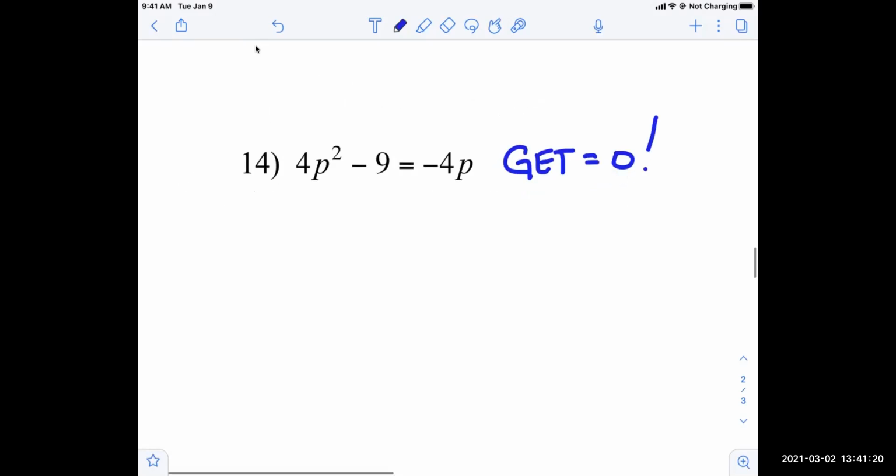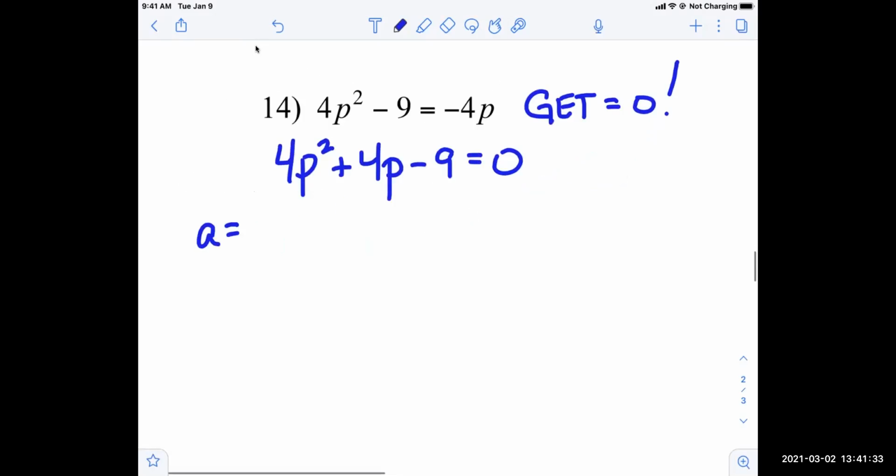Okay, so let's go ahead and pull that over. It'll be 4p squared, and then what? Plus 4p minus 9. Okay, so our A is 4, our B is 4. What's C? Negative 9. Make sure you take the sign along with it.